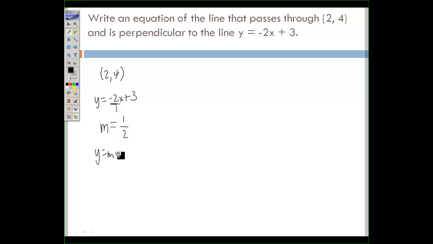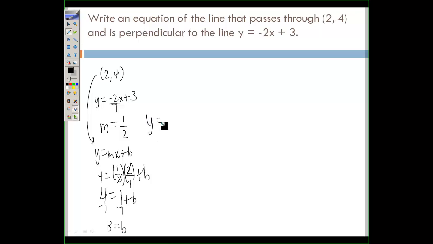So I'm going to start with my equation, y equals mx plus b. I'm going to say 4 equals 1/2 times 2 plus b. So 4 equals 1 plus b, or 2 over 2 plus b, which is really 1. And if I subtract 1, I know b equals 3. So y must equal positive 1/2 x plus 3. That would be the equation of the line.